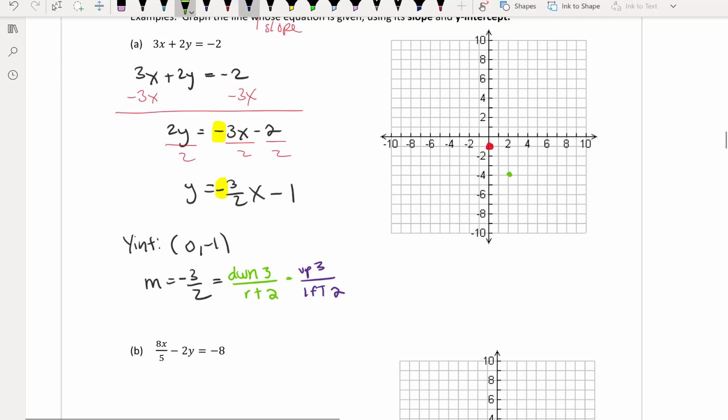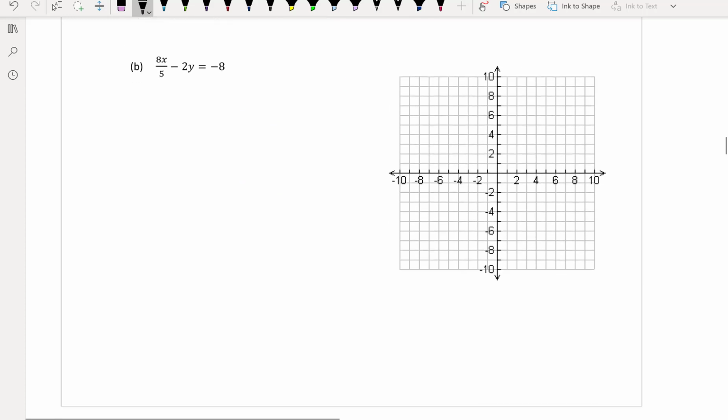I'm here. If I had decided, from that red dot, the y-intercept, to go up 3 and to the left 2, I'm still on the same line. So I connect the dots and that's what my line is going to look like.